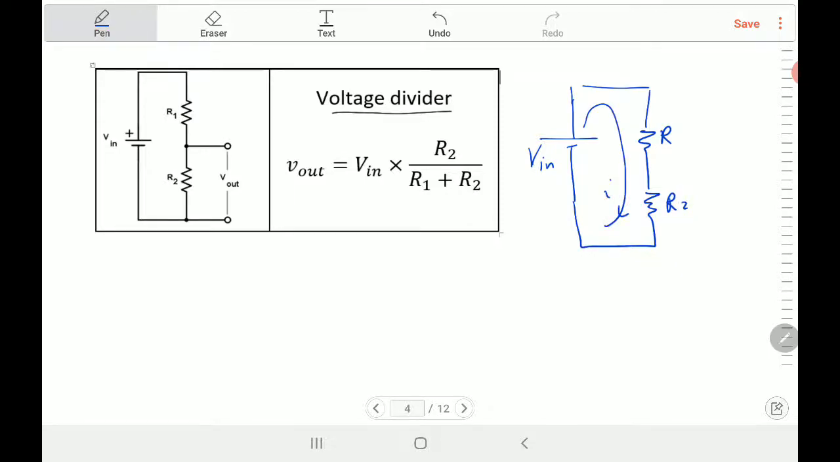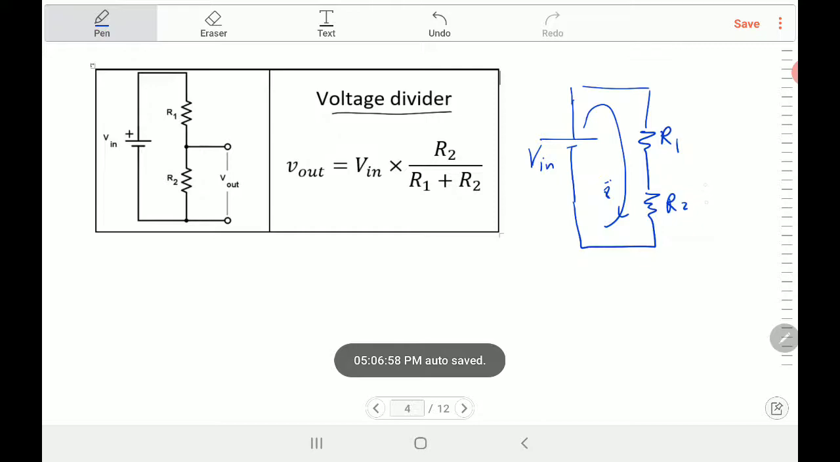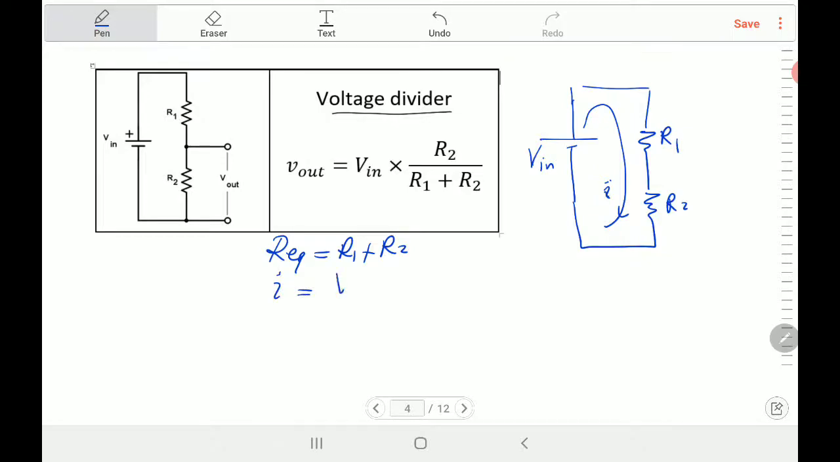Current will flow in this circuit. How can you find the current? You find the equivalent resistance. R1 and R2 are in series, so R equivalent is equal to R1 plus R2. And the current in this case will be equal to the voltage divided by R1 plus R2. That's the value of the current.